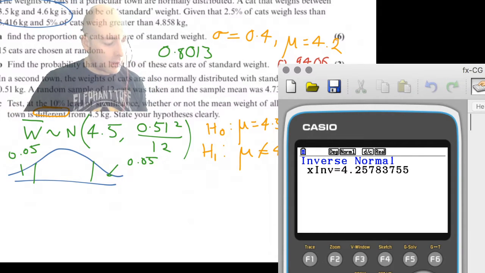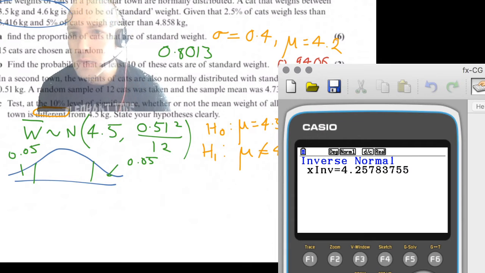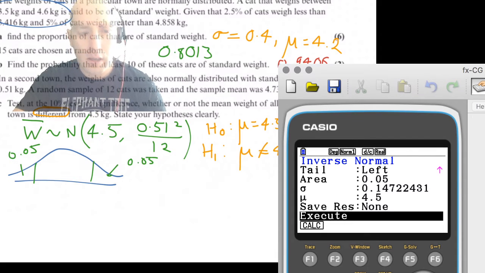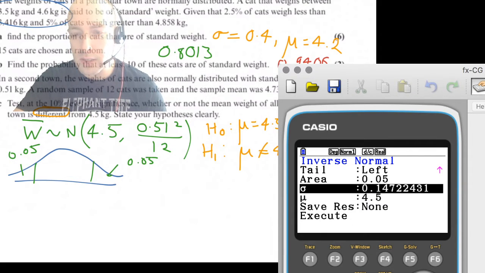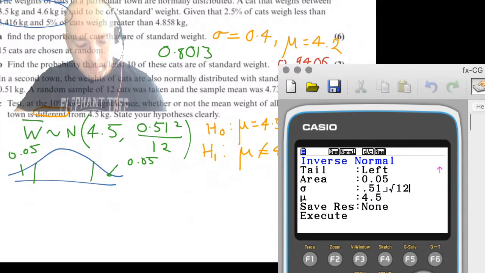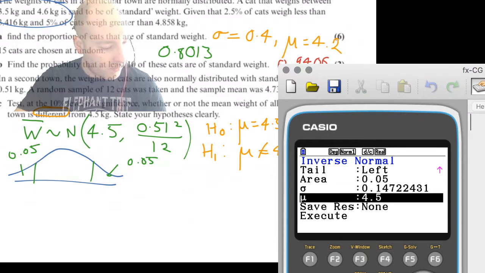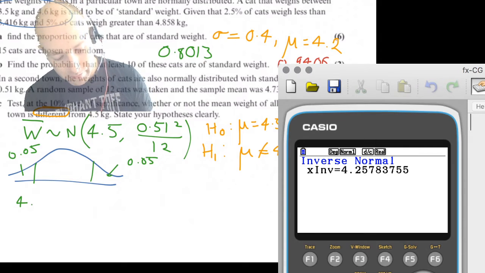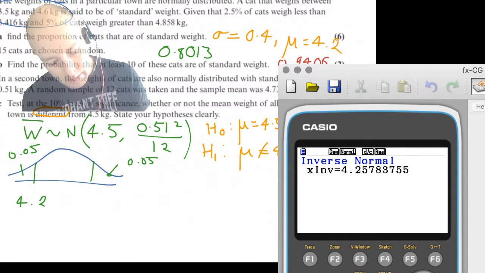So our lower value there is going to be 4. Have I done that right? Let me just double check this. That has come out different than what I did earlier. Area 0.05, yes. Sigma 0.51 over root 12. And mu 4.5. Yeah, cool. Okay, so yeah, we do get 4.2 there, so let's write that in. 4.258, let's say.